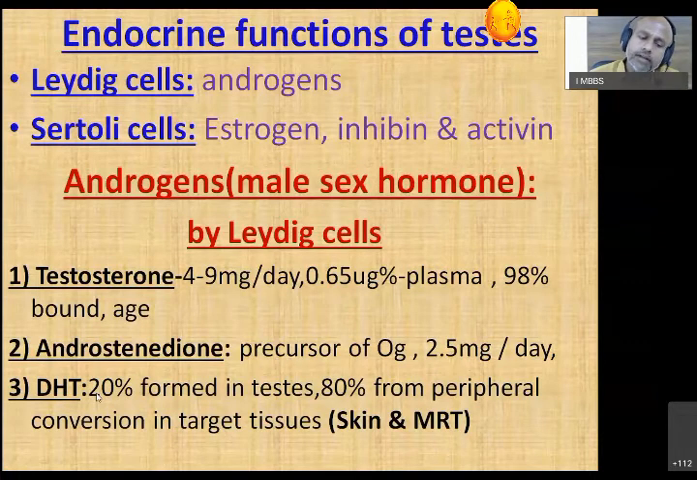Dihydrotestosterone, where the 5-alpha reductase enzyme is present, converts testosterone into dihydrotestosterone, and the desired external appearance of a male is achieved. 20% is formed in the testes by the presence of 5-alpha reductase enzyme in the Sertoli cell, and 80% in the peripheral target tissue. We'll see the target tissues are skin in males and the external genital organs.